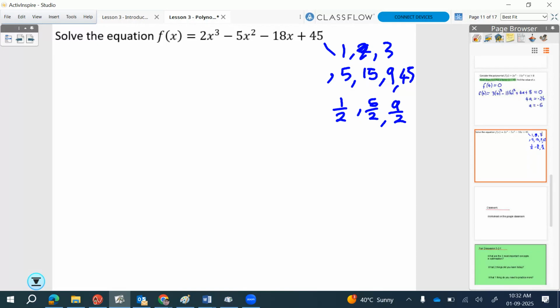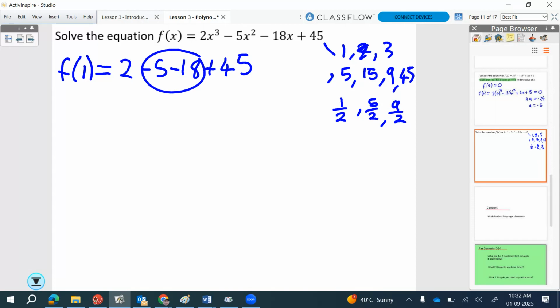Start where it's easiest. 1, negative 1. Then 2, negative 2. And so on. Unless you see something that's going to cause it to cancel. But pretty much I'm going to start here. What is f of 1? F of 1 is 2 minus 5 minus 18 plus 45. Is that equal to 0? You don't have to add it all up. Look, that's about 20. And that has to cancel the 45. That one's not going to work.